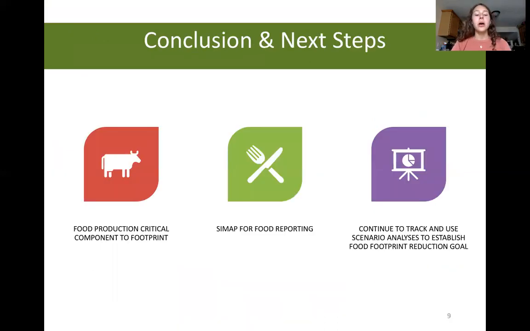To conclude, food production is a very critical component to the campus footprint, more so the nitrogen footprint. SciMap is a really great tool for food reporting and accounting, and through SciMap, we are able to continue to track our food data over time and use these scenarios identified in collaboration with dining services, as well as others, to establish a food footprint reduction goal.